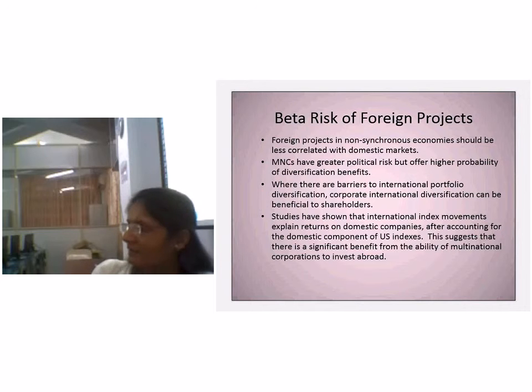Because the correlation is high. If the correlation is high, so it is good. That means the gap is very low. If the correlation is less, we are talking about the non-synchronized economies, right? If the correlation is less with the domestic markets, then foreign exchange risk calculation would be difficult, right?